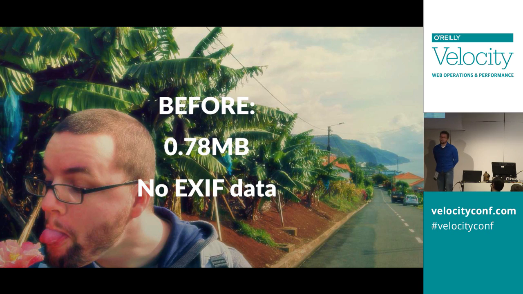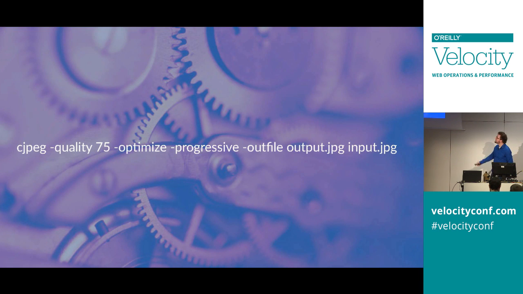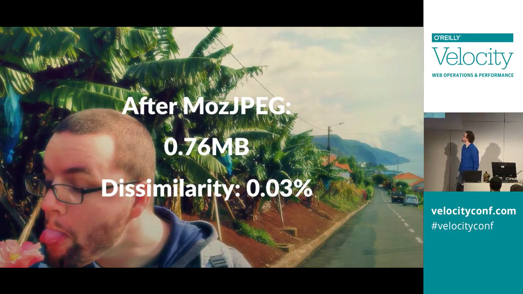So let's see how well mods.jpg is doing on the holiday photograph. I'm giving it the 0.78 input image with no EXIF data. And here's how I'm using it. Mozilla chose to go with cjpeg for compressed JPEG. I'm using the 75 quality, and this is actually not necessary. I'm just doing this for the slides. This is on by default, so I'm progressive encoding, etc. So you don't even need to have these two flags. And then I'm giving it an out file. And what I'm arriving at is 0.76.